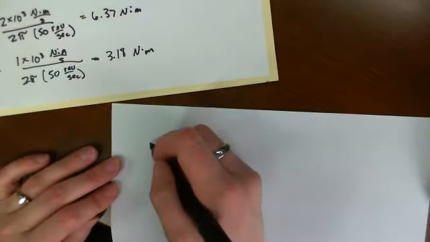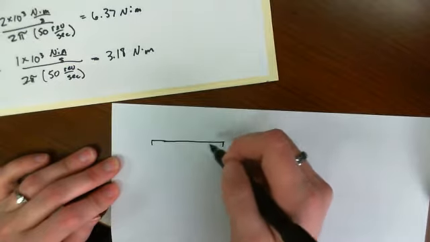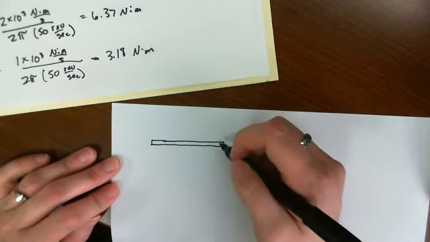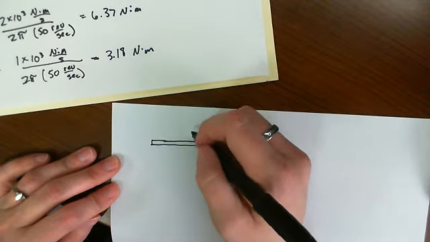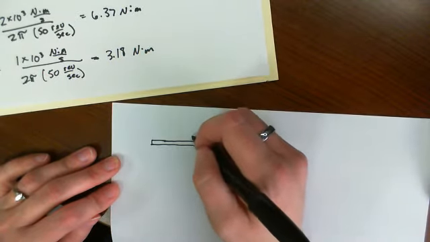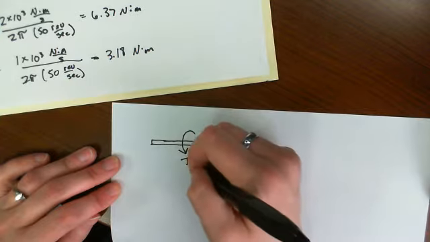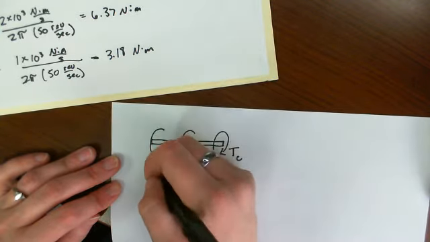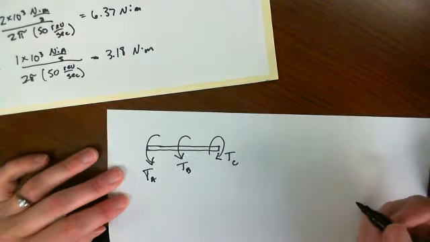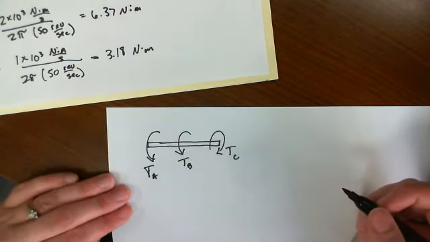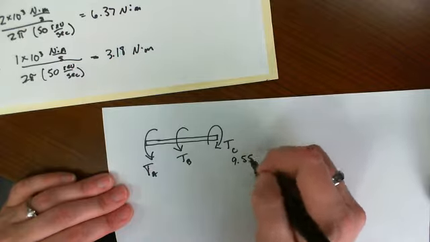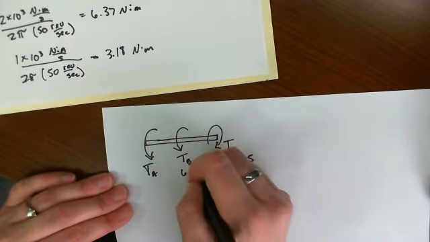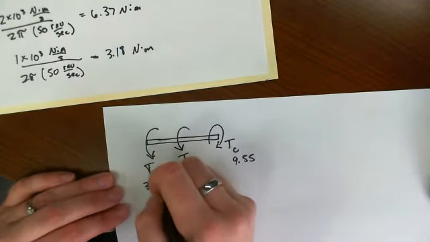So now what it really looks like is we have a shaft, and at C we have a torque applied. At B we have a torque applied, and at A we have the opposite. We have A and B in the opposite direction of C. And we just found that this is 9.55, this is 6.37, and this is 3.18.